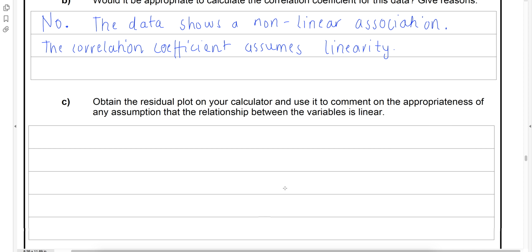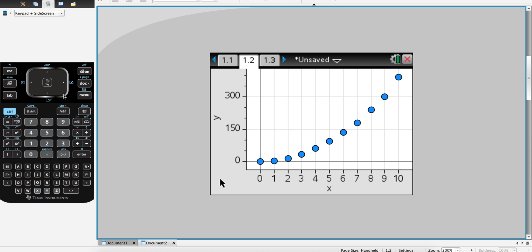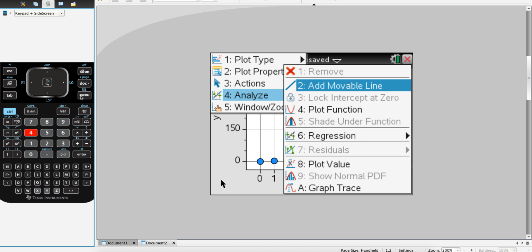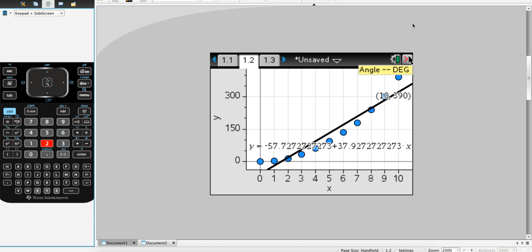All right. Obtain the residual plot now, so we'll do that. So we need to put the line on first. So analyze regression A plus B. There's the line. As you can see, it doesn't fit the data very well, especially if we were to extrapolate on that particular line. It would come out this way, and it looks like our data actually shoots up in a lot steeper fashion.